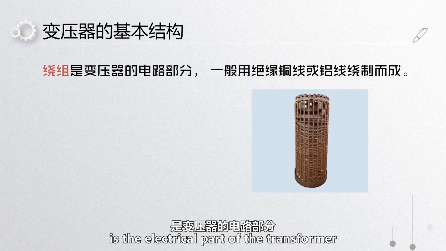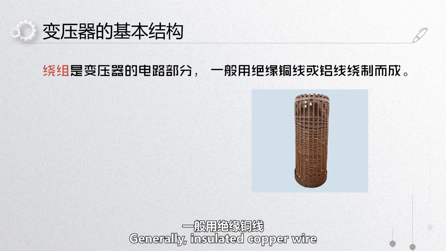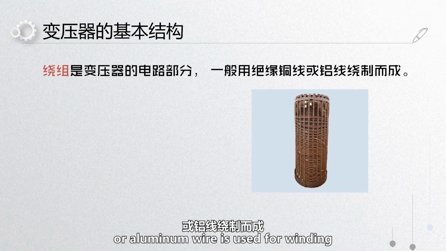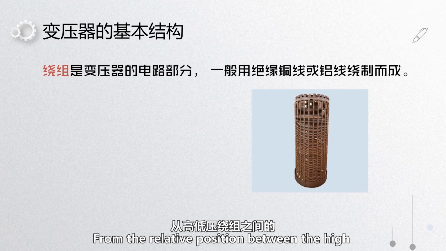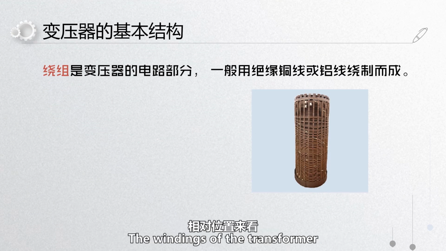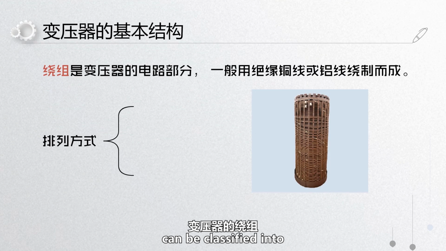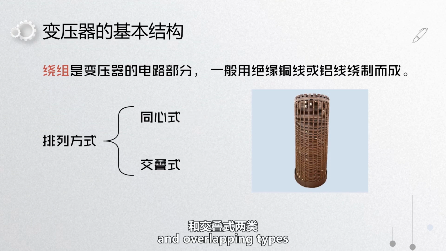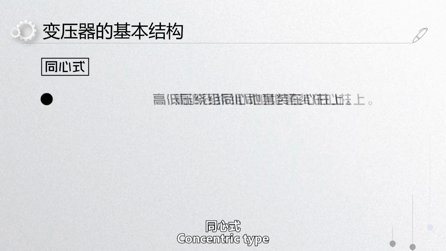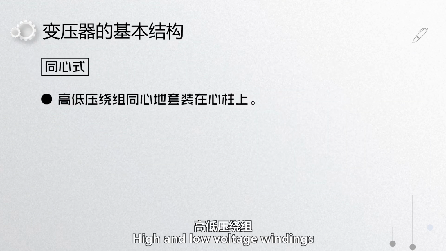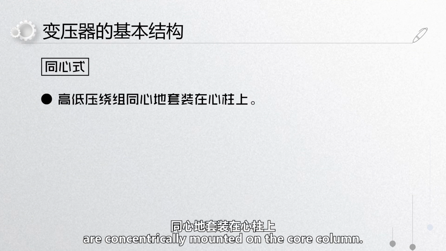The winding is the electrical part of the transformer. Generally, insulated copper wire or aluminum wire is used for winding. From the relative position between the high and low voltage windings, the windings of the transformer can be classified into concentric and overlapping types. Concentric type high and low voltage windings are concentrically mounted on the core column.